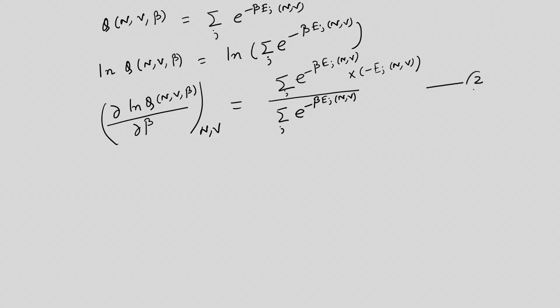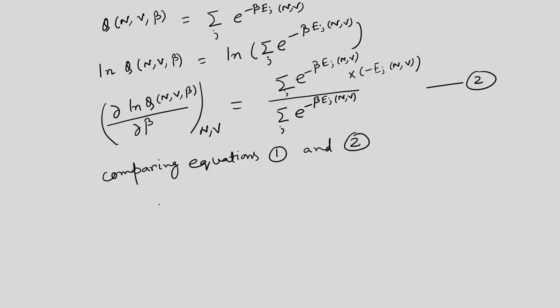Now, if we compare expression 1 and expression 2, we obtain, so comparing equations 1 and 2, we get average energy is minus del ln Q by del beta at constant n and v. So, this is the expression for average energy. So, if we know the partition function, we can easily calculate average energy.